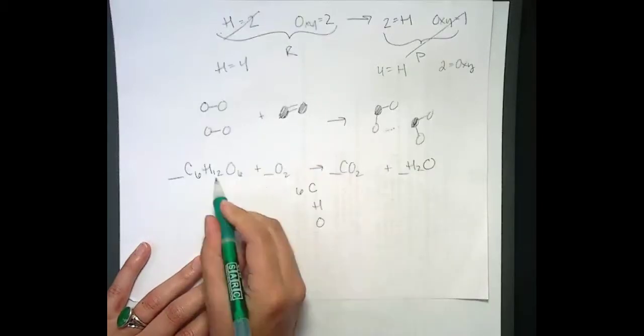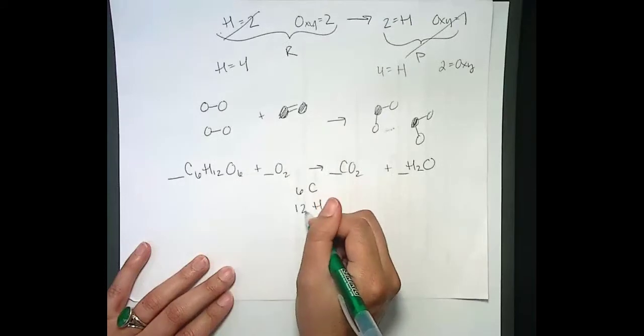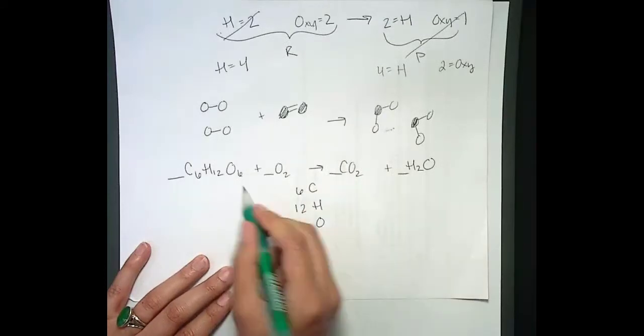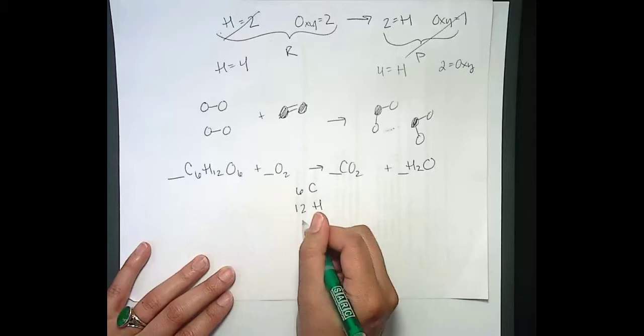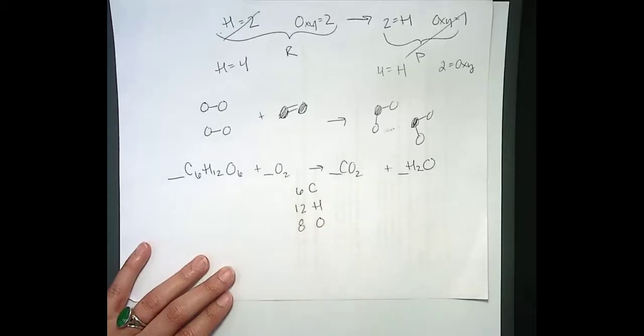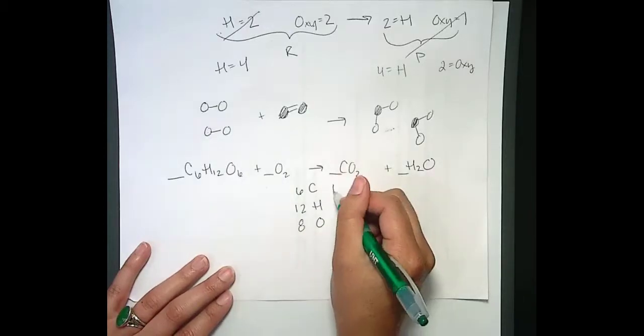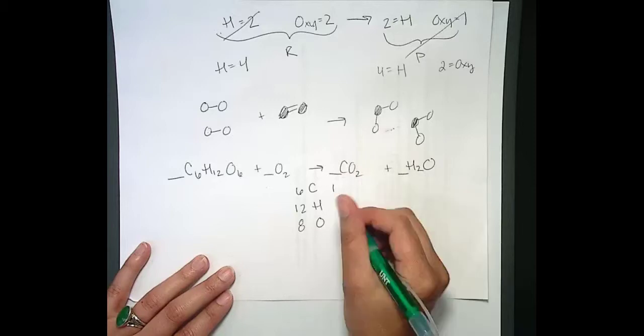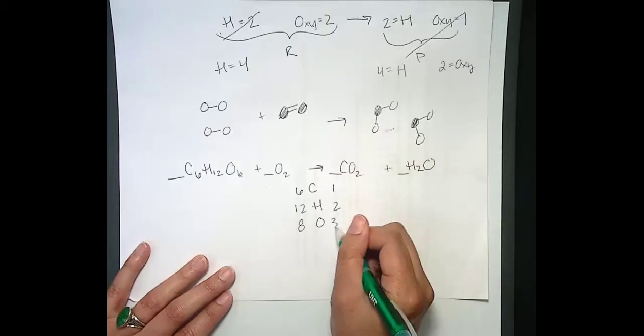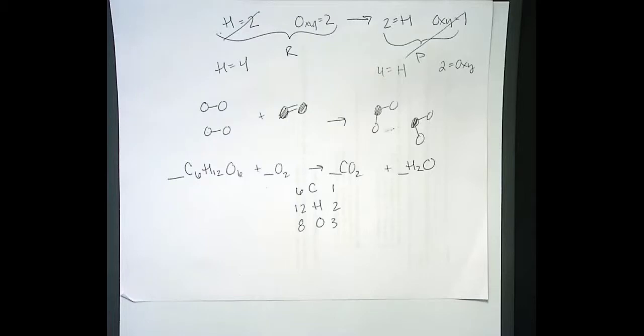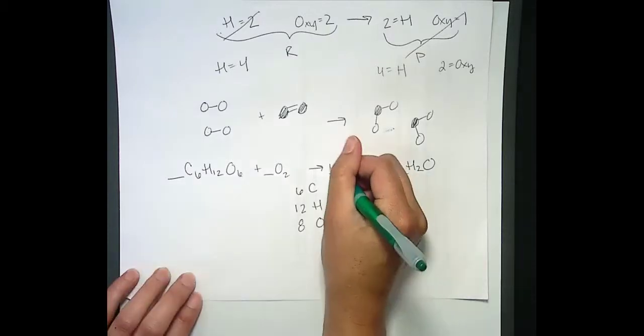I've got 6 hydrogens on this side. I've got 6 carbons, 12 hydrogens. And I've got 6 plus 2, I've got 8 oxygens. Over here I have 1 carbon, 2 hydrogens, and 1, 2, 3 oxygens. So what should I do first? I'm going to start with carbon just because I wrote it that way. So I'm going to do 6 here.